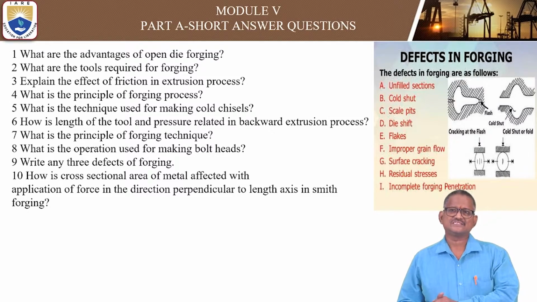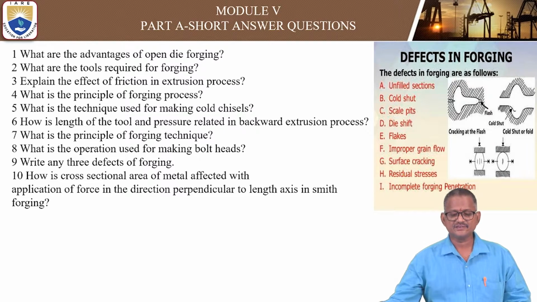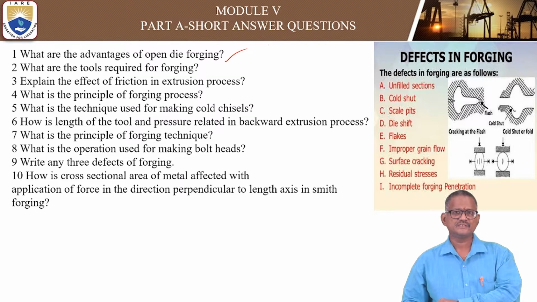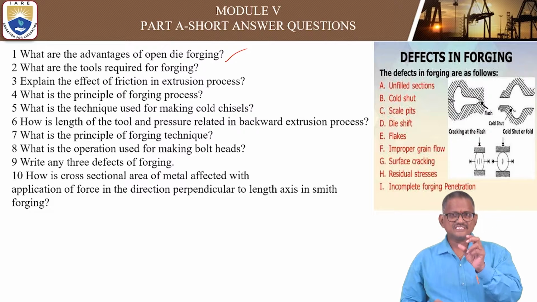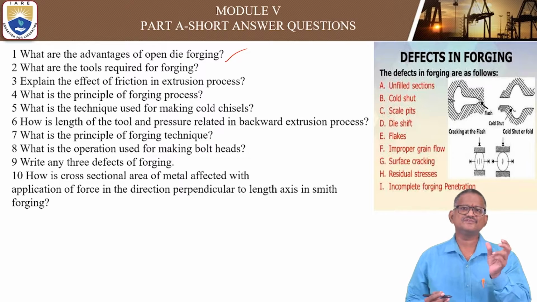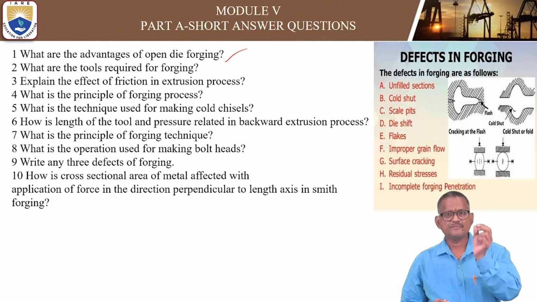Now let us see how we can generate the questions in module five, the forging process. So in forging, what are the advantages of open die forging, what are the tools required for forging process, what is the effect of friction in extrusion process, what is the principle of forging process, what is the technique used for making cold chisels, and what is the length of the tool and pressure related to backward extrusion process. Okay, these are some different types of questions. Most probably they will ask them from the examination point of view.